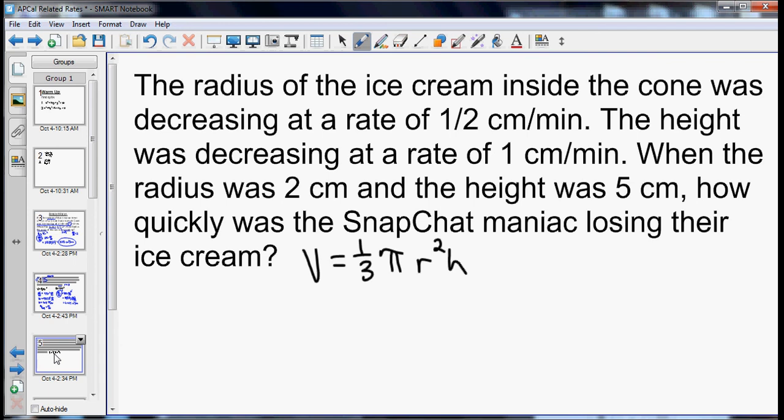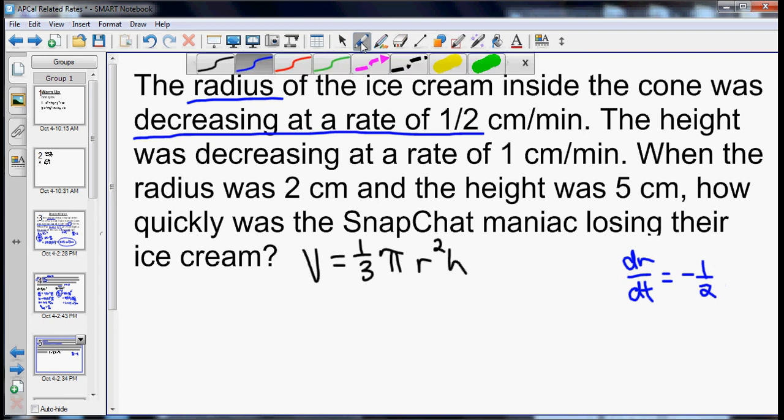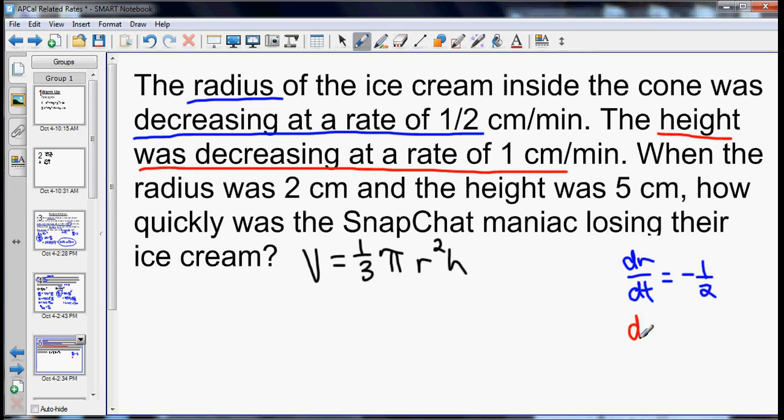So I'm going to pause right there. Let's go ahead and write what this tells us. The radius was decreasing at a rate of 0.5 centimeter per minute. Since it's the rate at which the radius is changing, we'll say dr/dt. Since it's decreasing, we make it negative 1/2. Then it says the height was decreasing at a rate of 1 centimeter. So dh/dt is equal to negative 1. Again, it's negative because it says decreasing. When the radius was 2 centimeters, so r equals 2, and the height was 5 centimeters, so h equals 5.